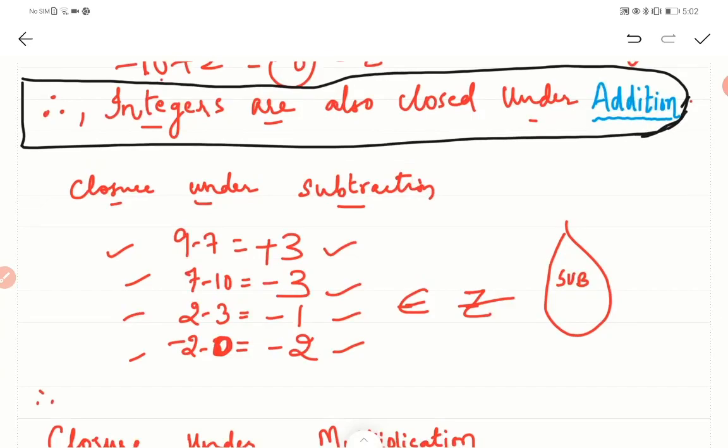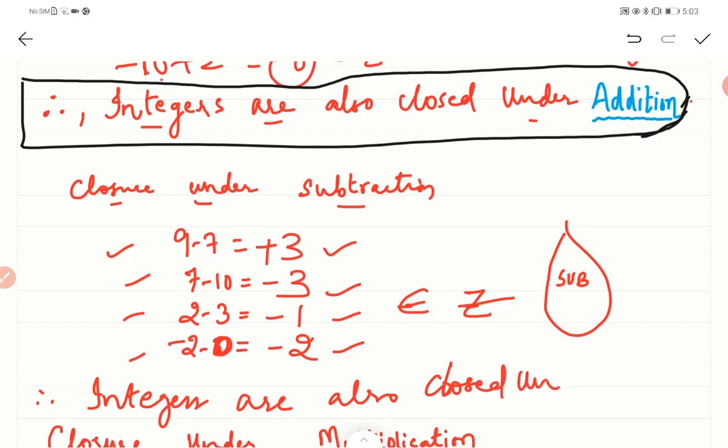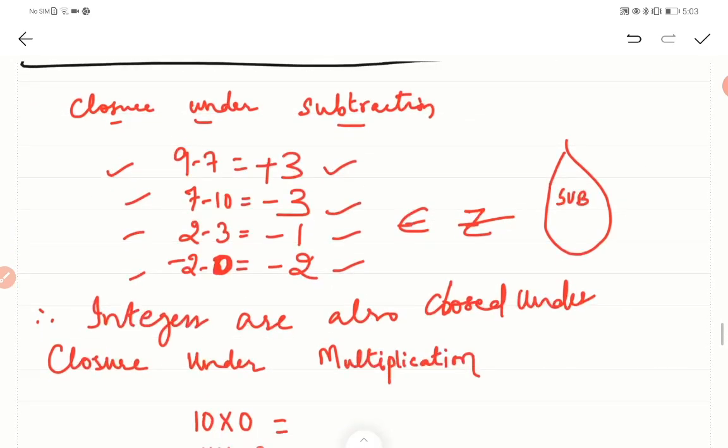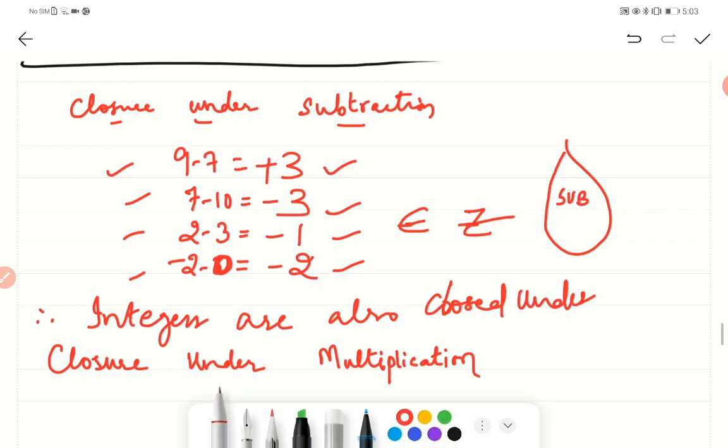Therefore integers are also closed under subtraction. Okay students, I hope it is clear. There is nothing difficult in this.